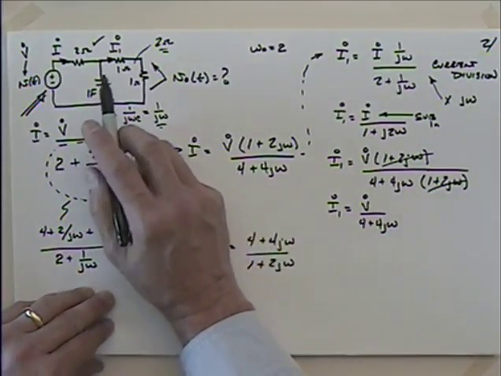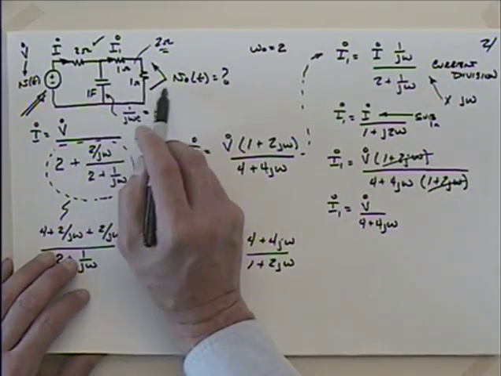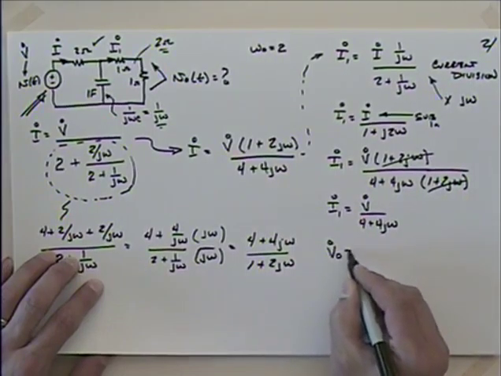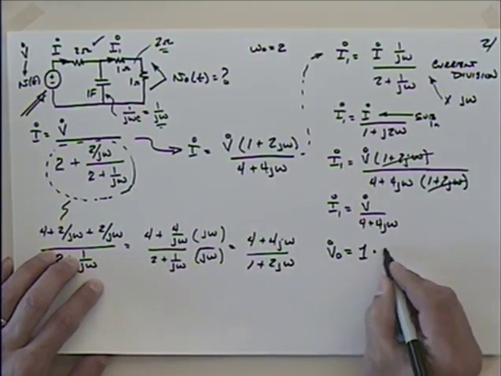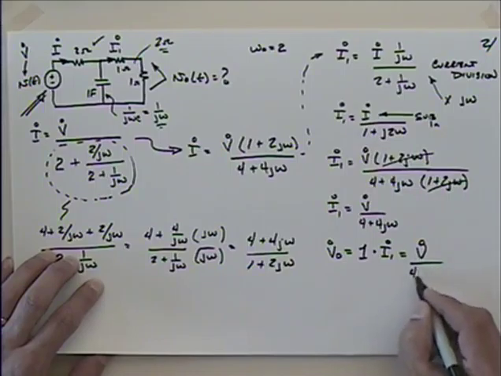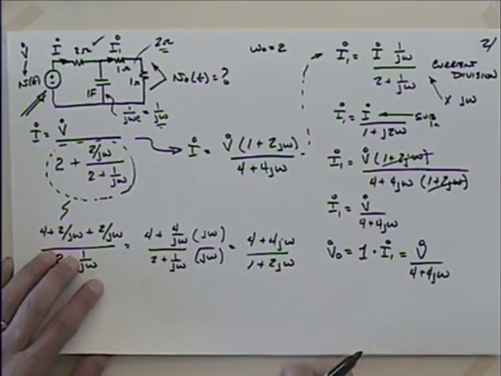We go back to the circuit. We've got I1 pretty well defined, so we would know that V naught is just 1 times I1, isn't it? So V naught in phasor form is 1 times I1. So I would have V divided by 4 plus 4j omega. Yeah, I think that's okay. We're still in phasor form.